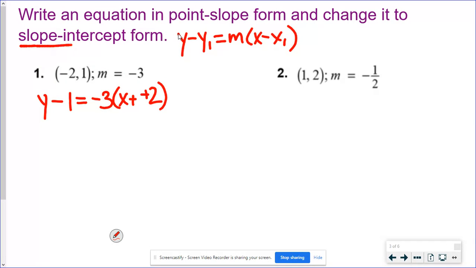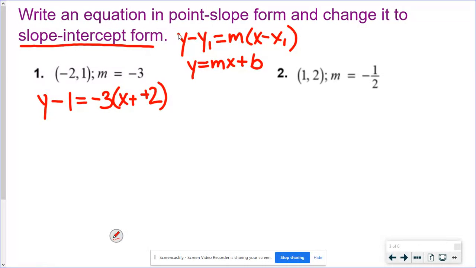Now, the new thing that I want to do today is I want to get this back into slope intercept form. And if you remember, that's y equals mx plus b. Notice there's no parentheses in slope intercept form, and the y is all by itself. So what I'm going to do is take this point slope form equation that I have. I'm going to first distribute to get rid of the parentheses, and then I just move the number away from the y. This is a 2-step process.